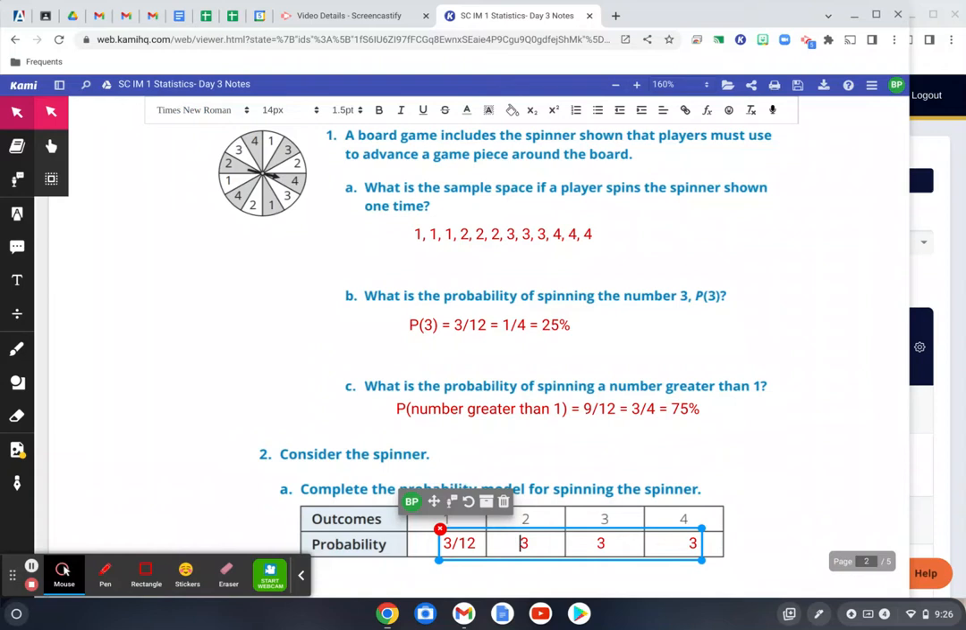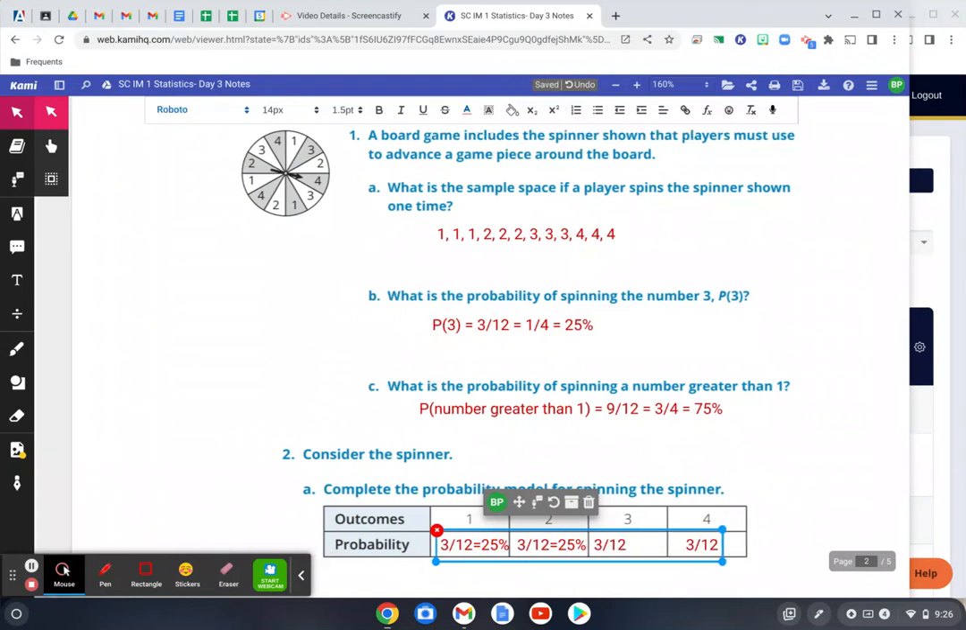Okay, let's clean this up a little bit. That's 3 out of 12. This is also 3 out of 12, and this right here is also 3 out of 12. Each one of those comes out to 25%, right? So that equals 25%. That is equal to 25%. This guy right here is also equal to 25%, this guy right here is also equal to 25%, and this guy right here is also equal to 25%.